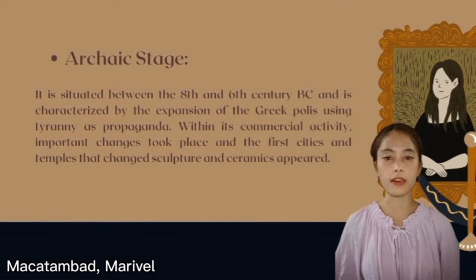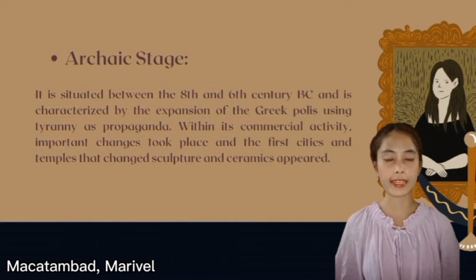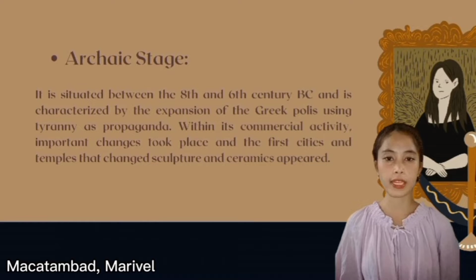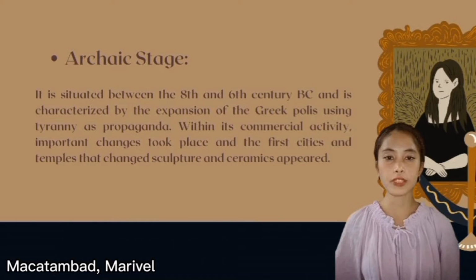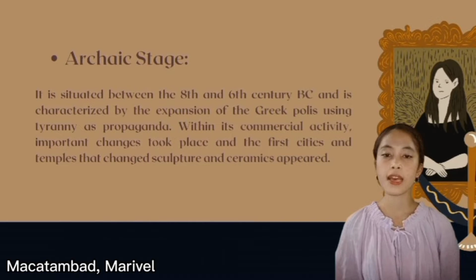The second stage is the archaic stage. It is situated between the 8th and 6th century BC and is characterized by the expansion of the Greek polis using tyranny as propaganda. Within its commercial activity, important changes took place, and the first cities and temples that changed sculpture and ceramics appeared. Importance was given to religious worship, and important stone religious buildings and sanctuaries were built.